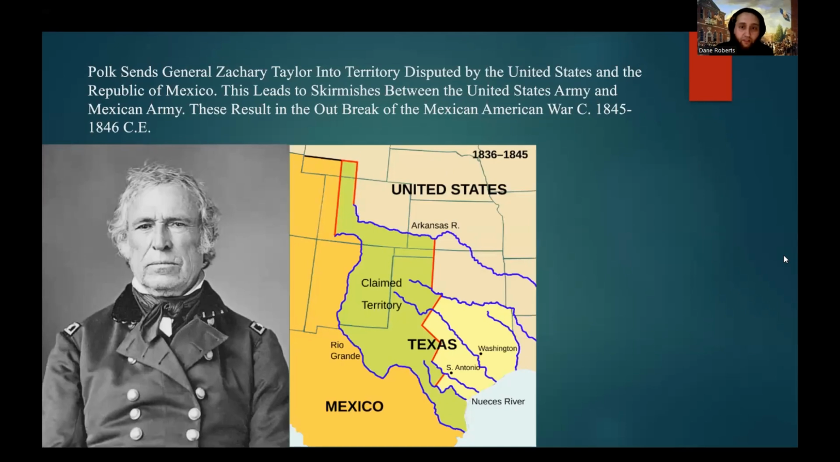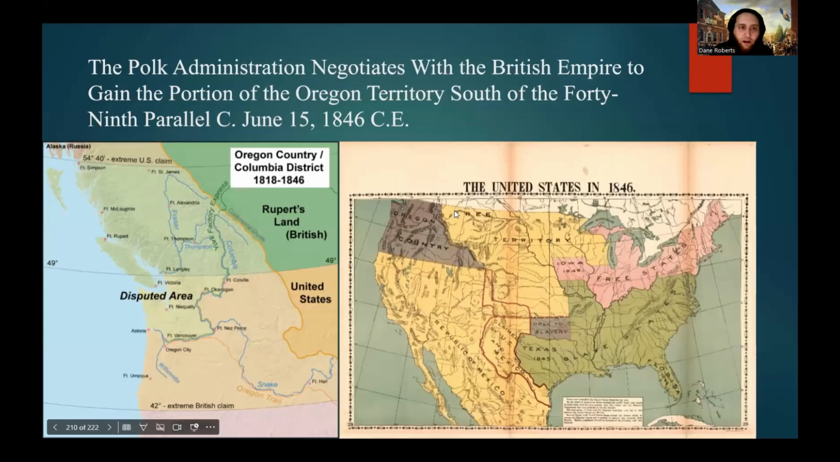One of the first acts of Polk during his presidency would be to send General Zachary Taylor into territory disputed by the United States and the Republic of Mexico, which would lead to several skirmishes between the United States Army and the Mexican Army, which would result in the eventual outbreak of the Mexican-American War, with these skirmishes happening between 1845 and 1846 CE.